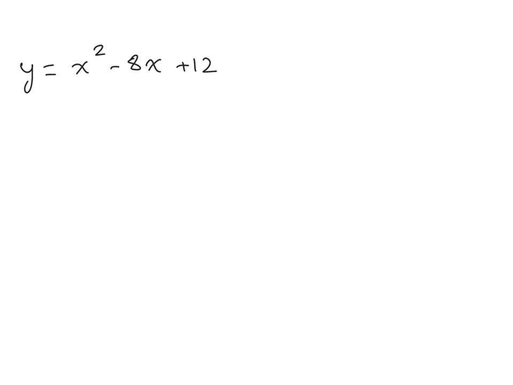Here we have the equation of a parabola in standard form, and we are going to rewrite it in intercept form. So the way to do that is we have to factor. So we're going to look at this constant number at the end, which is 12. And we are also going to look at the coefficient of x, which is -8.